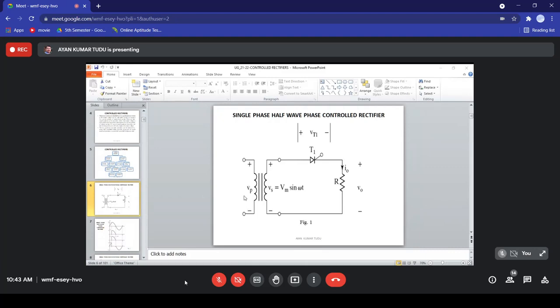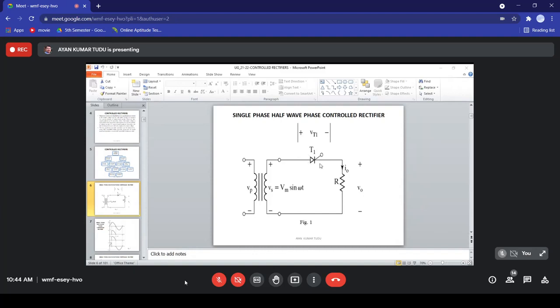During the positive half cycle of the input supply, the transformer secondary is at a positive potential with respect to its lower end. Obviously, when this is positive, the thyristor anode is positive with respect to its cathode, and the thyristor would be in a forward bias state.